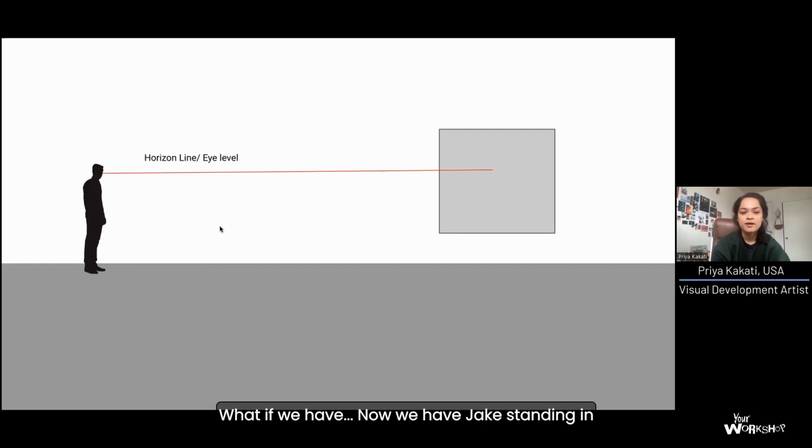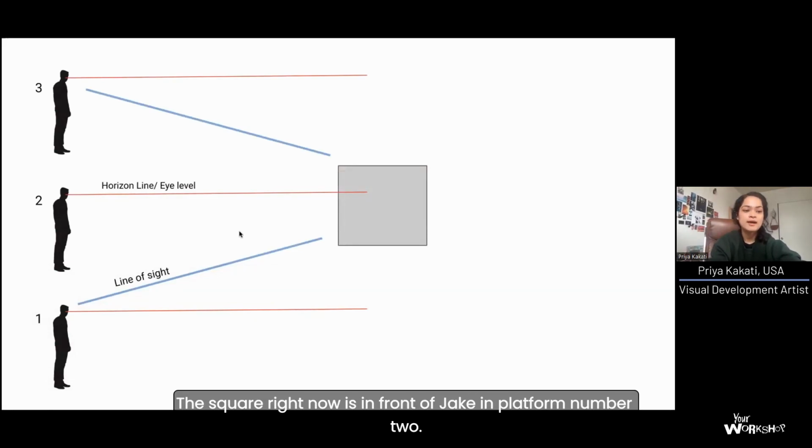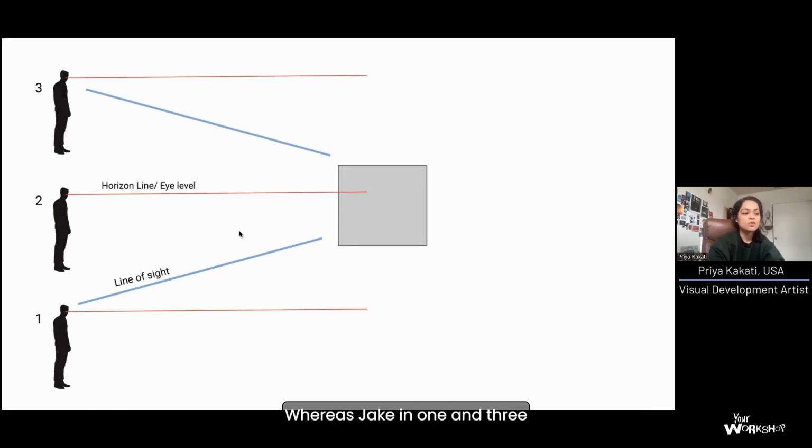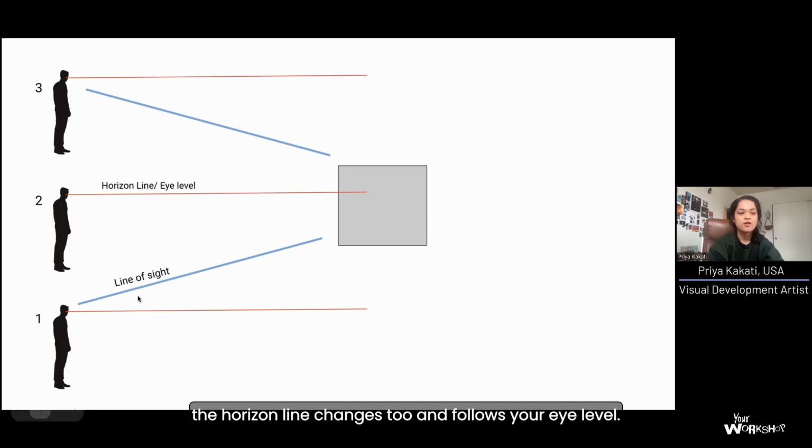What if we now have Jake standing on 3 different platforms with a square in the middle? The square right now is in front of Jake on platform number 2, whereas Jakes 1 and 3 would have to tilt their heads to look towards it. It doesn't change their eye level, except their line of sight. You always see the horizon line at your eye level. In fact, if you change your eye level by standing or sitting down, the horizon line changes too and follows your eye level.